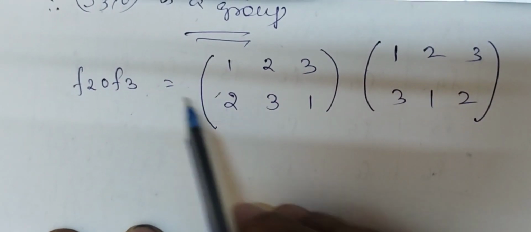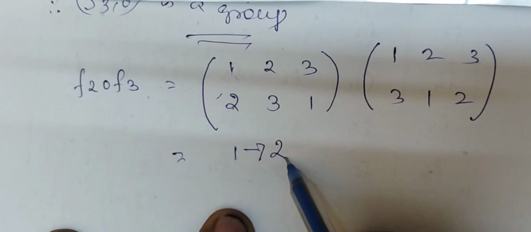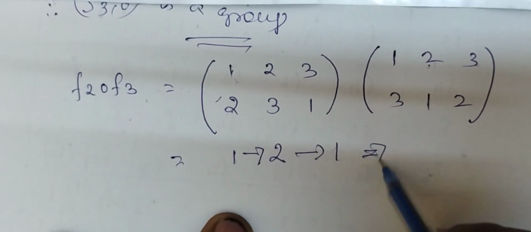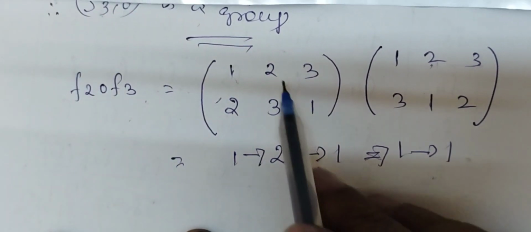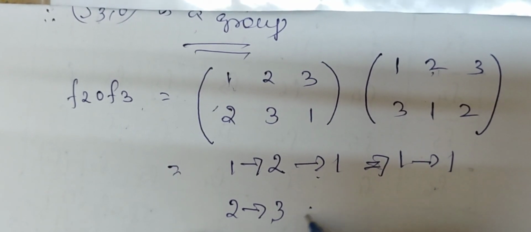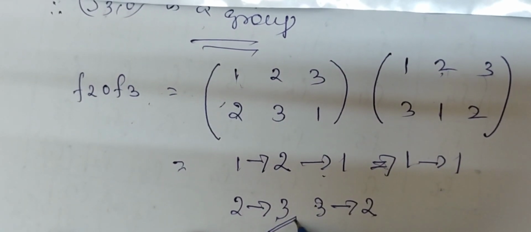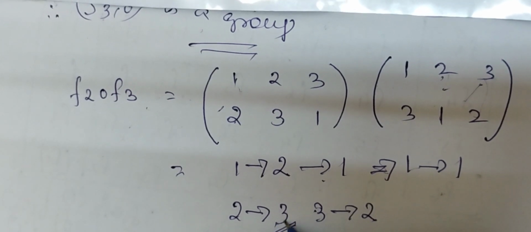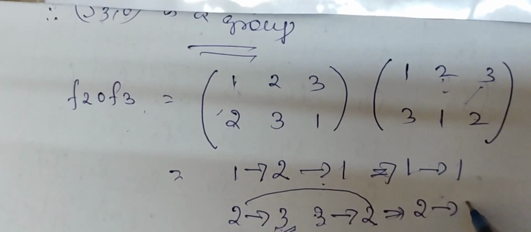So F2 composition F3 is equal to: here 1 goes to 2. Then from the second one, 2 goes to 1. That implies, by the transitive condition, 1 goes to 1. Now 2 goes to 3, then from the second one 3 goes to 2. Here the ending point of the first you take as the starting point of the second. A related to B and B related to C implies A related to C. That implies 2 goes to 2.